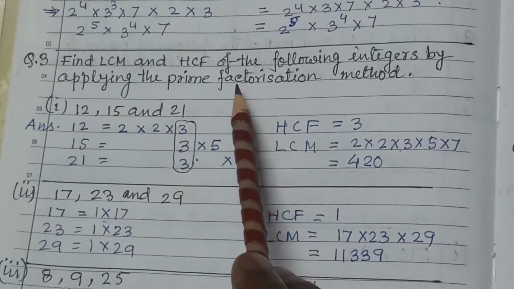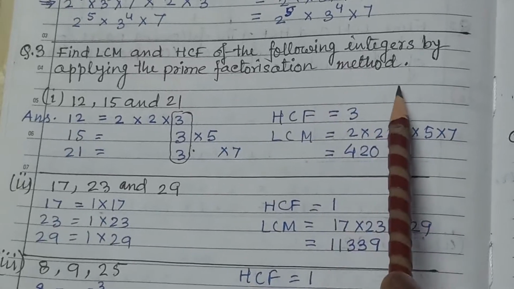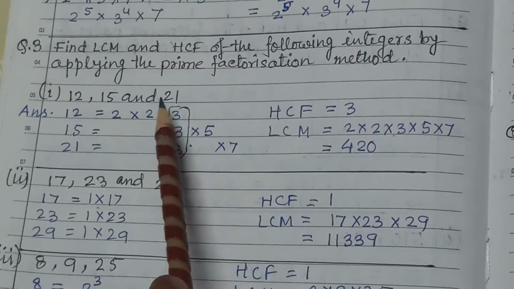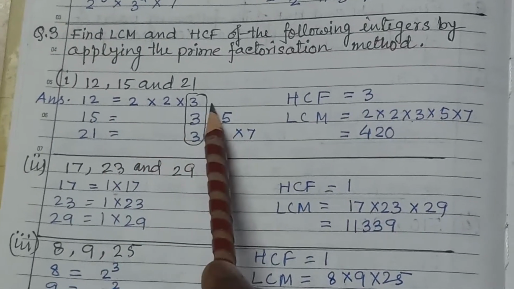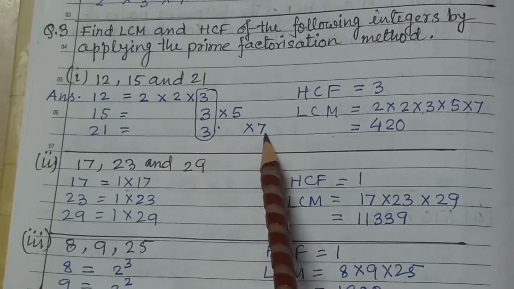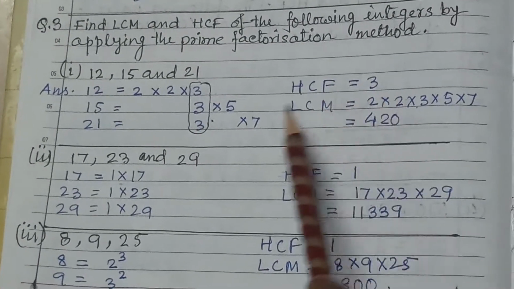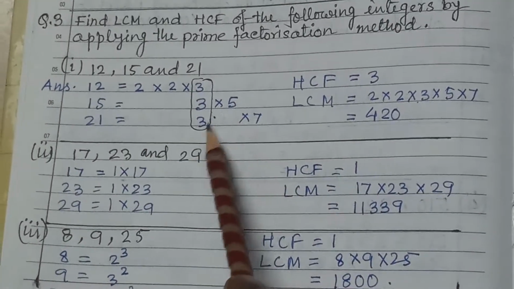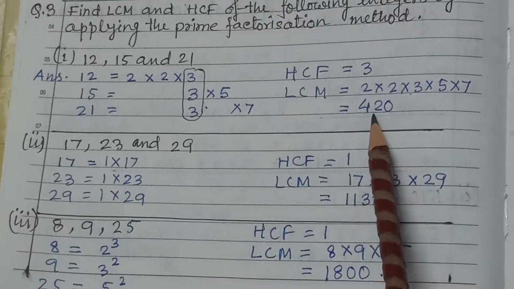Question number 3: find the LCM and HCF of the following integers by applying the prime factorization method. Now there are 3 terms. So 12 is equal to 2 into 2 into 3, 15 is equal to 3 into 5, 21 is equal to 3 into 7. So 3 is the common term, HCF is 3, and LCM is 2 into 2 into 3 into 5 into 7 together, which is 420.